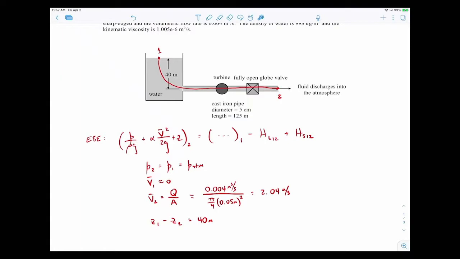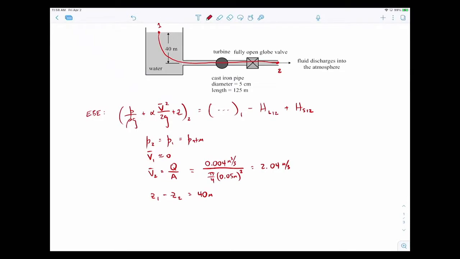We don't care about alpha 1 because V1 is 0, but alpha 2 we need. What do we call that alpha again? You got part of the words right. It's the kinetic energy correction factor. So what is that value going to be? It depends. What does it depend on? Laminar or turbulent.